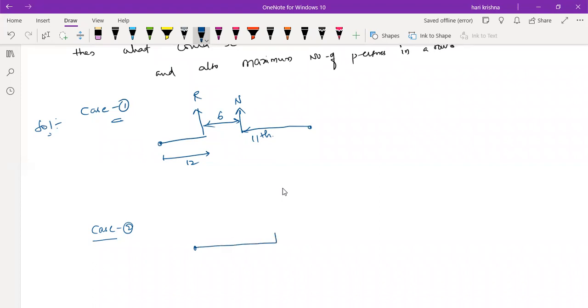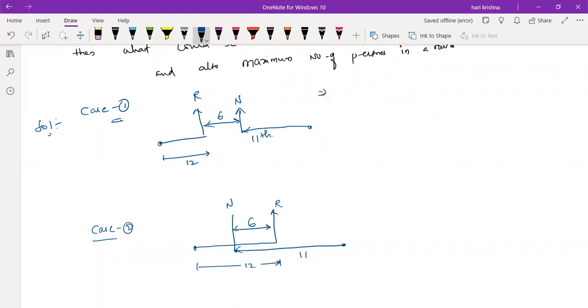Where R is to the right of N. If this is Rohan, Rohan is 12th from here. Then we can take Nikhil here itself, right? This is the right end. So if we take Nikhil from the left hand, it is 11th. And again, there are 6 people between these two. Understand?